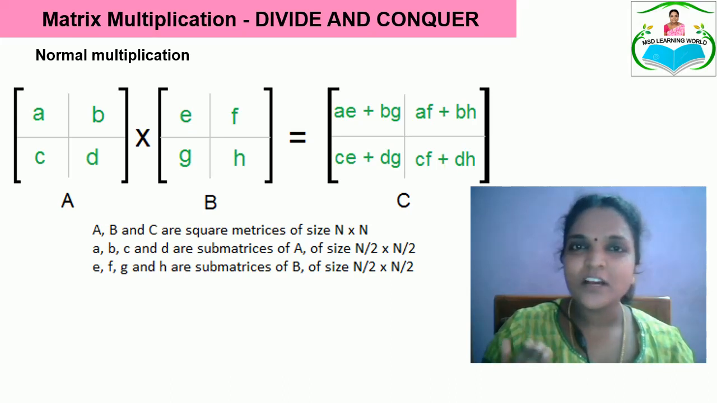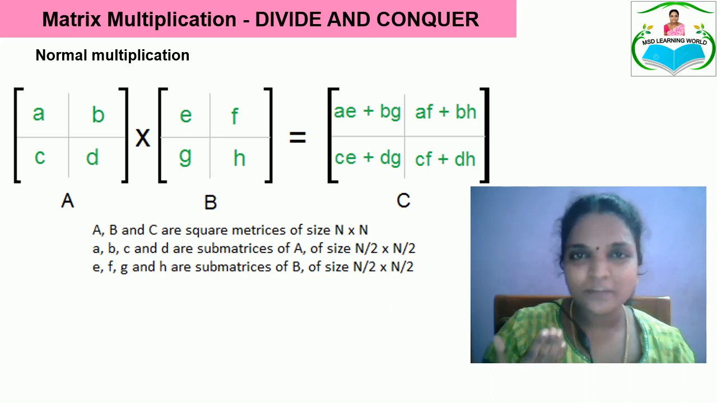Here we are going to see how the normal multiplication is performed. Matrix A contains the elements A, B, C, D and B contains the elements E, F, G, H. So what will be C equal to A into B? This is how we perform the multiplication.